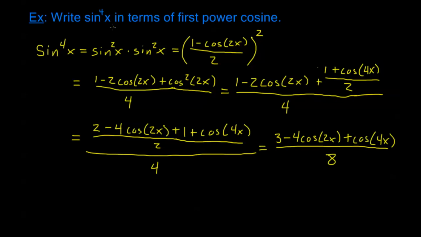We wanted to write sine to the 4th x in terms of first power cosine. Now it doesn't say anything about the argument, so we don't have to worry about this 2x here or this 4x here. We're down to first power cosine. That's the only trig function we have present, cosine to the power 1.